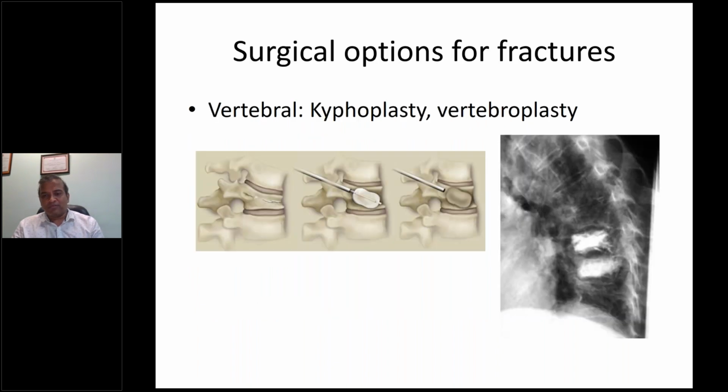In the spine, if the patient has multiple levels of collapse and severe collapse, the patient can even be offered surgical kyphoplasty, in which bone cement is injected into the vertebra, which reduces pain and allows early mobilization.